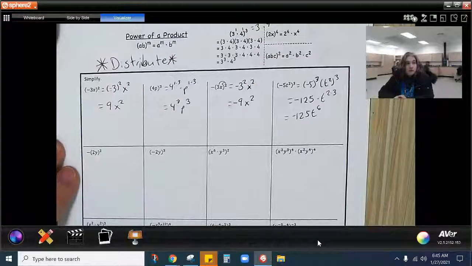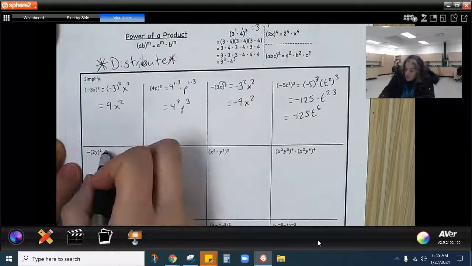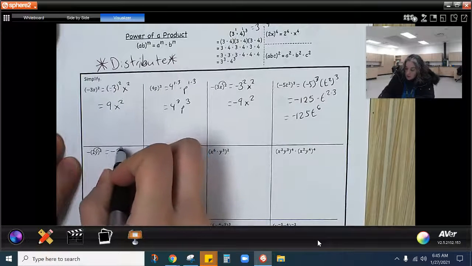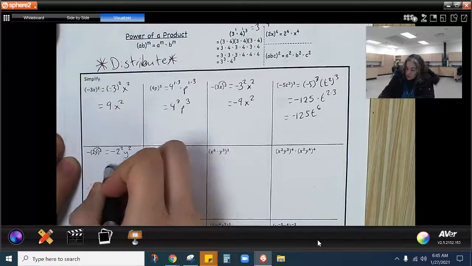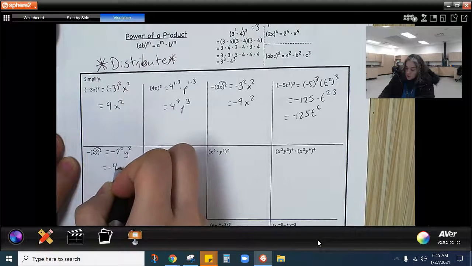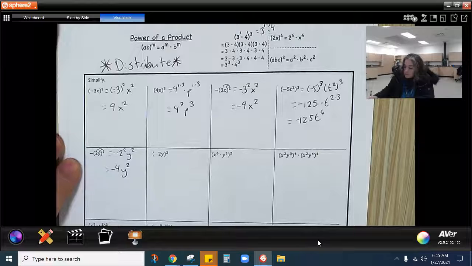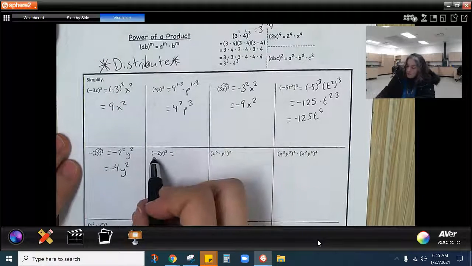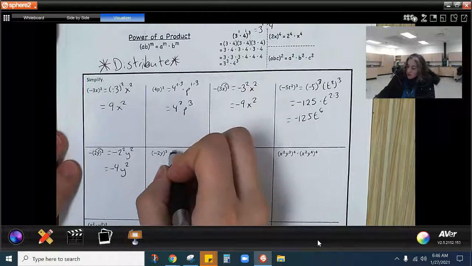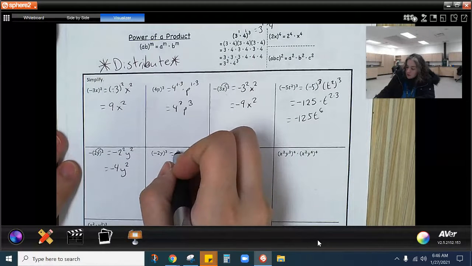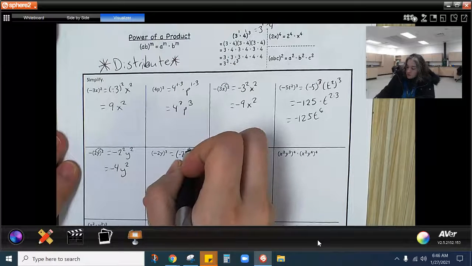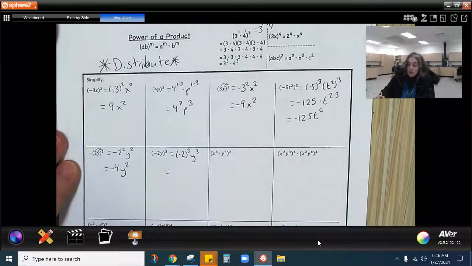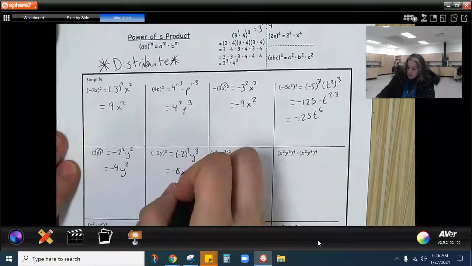So let's do some more examples of this. All right. So for this one, the negative just hangs out front, and then we are distributing that 2 squared and then a y squared. 2 squared is really 4, so this becomes negative 4y squared. All right, for this one, we've got negative 2y. All of it is being cubed. So this would be a negative 2 cubed and a y cubed. Negative 2 times negative 2 is positive 4, times negative 2 is negative 8.